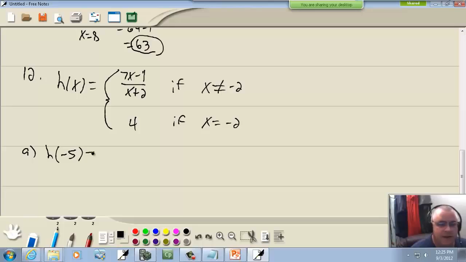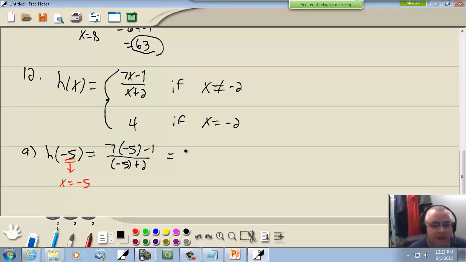Our first one, we want to find h of negative 5. Again, whatever number is inside of the parentheses is our x, so they're basically telling us x is negative 5. So we come up here and compare it against our conditions. Is negative 5 not equal to negative 2, or is negative 5 equal to negative 2? Well, it's not equal to, so we're going to plug that into our first piece. Where our x is, we put in parentheses, and we're going to plug in the negative 5.